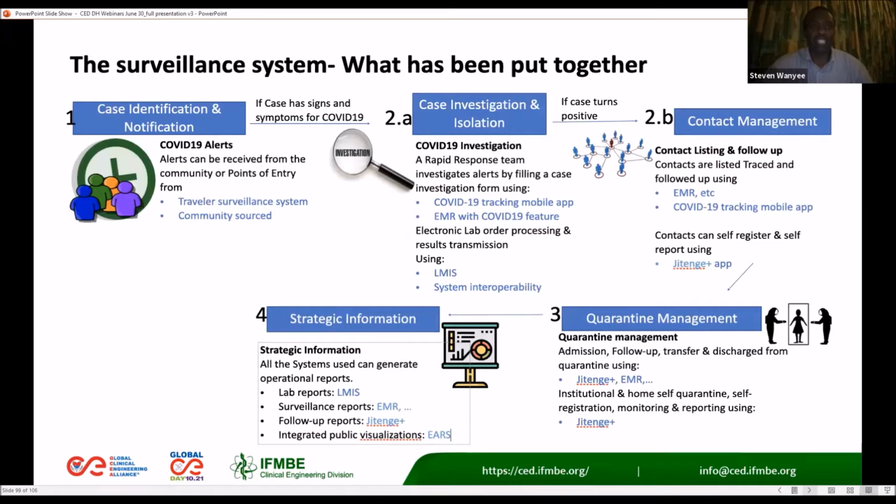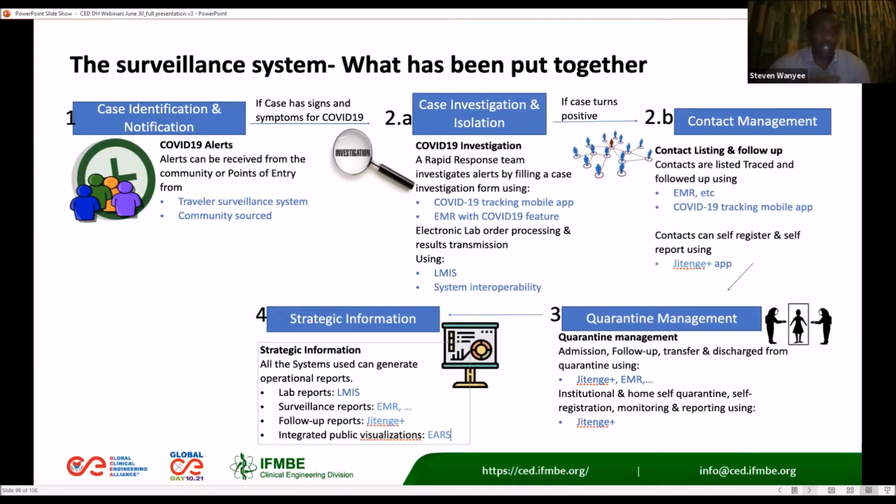This next slide is a little bit old. It was developed by the Disease Surveillance and Response Unit of the Ministry of Health in Kenya, a couple of months after COVID landed in Kenya, probably in the first quarter of last year. It shows in a very simplistic way how the surveillance system was put together. Reading from the top left, and this is still pretty much the case, the ministry established a case identification and notification system where alerts for COVID-19 would come through from different channels, either from the community or points of entry into the country.